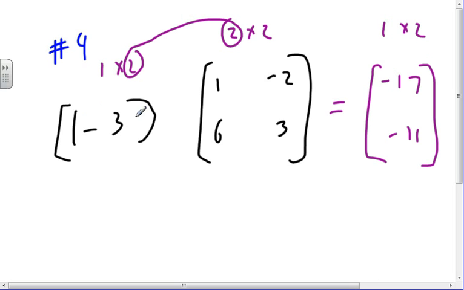Okay, first row times the first column, first number. First row times the second column, second number. That doesn't look like a 1 by 2 to me. Does it look like a 1 by 2 to you?